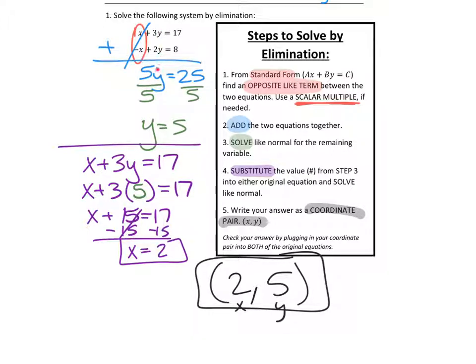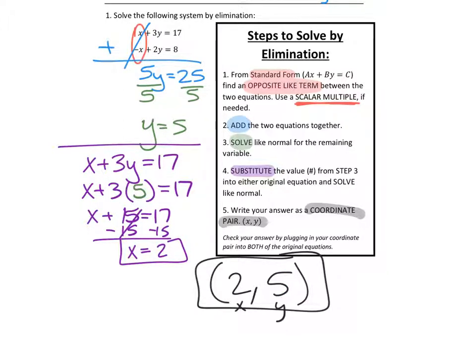Okay, 3 plus 2 is 5, 17 plus 8 is 25, and I solve for y. Then I take the value for y and I substitute it back into either of the two original equations. I could have chosen the second one, I just didn't. I chose the top one. And I eventually solve for the x. Then I write my answer as a coordinate pair, x, y. Do we feel ready to try one together?